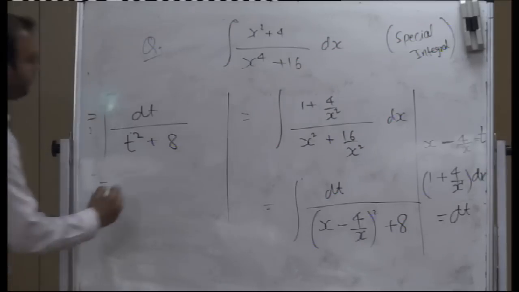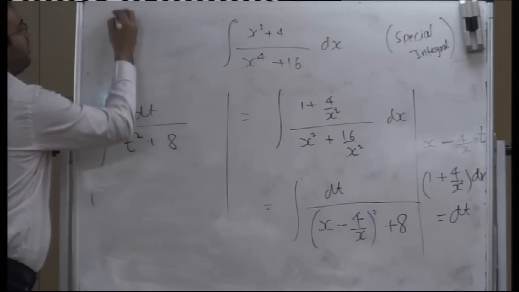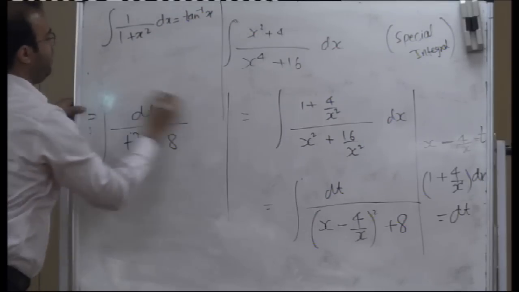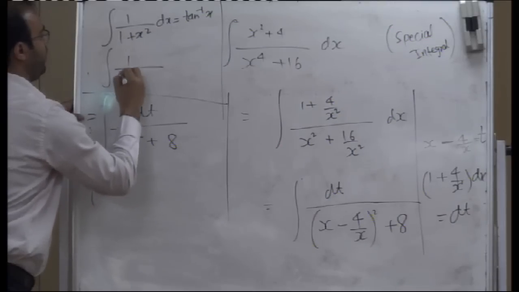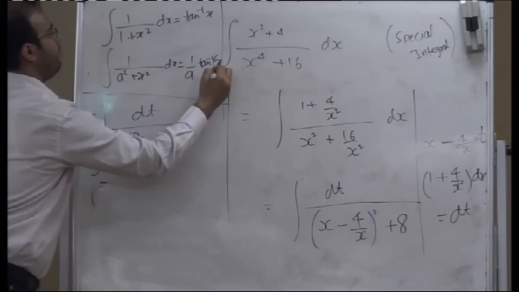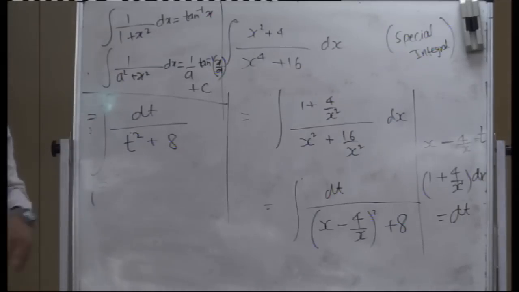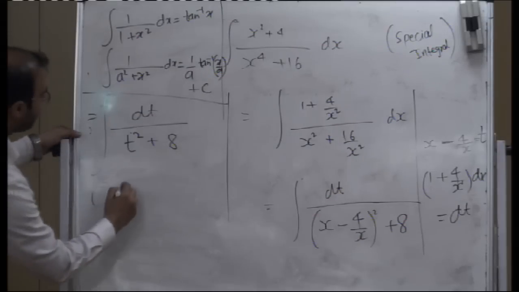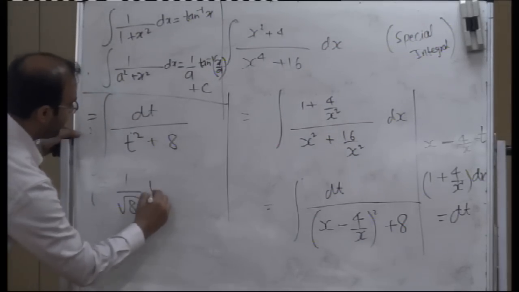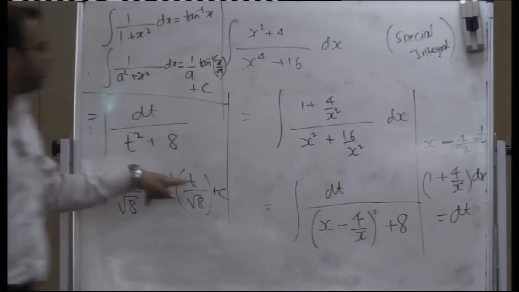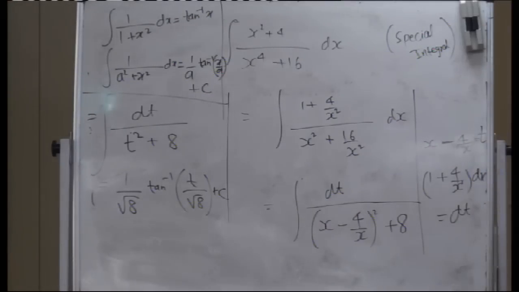And then the integral of this is, again we studied this formula, integral of 1 by (1 plus x square) dx equal to tan inverse of x. And we can write a similar formula, integral of 1 by (a square plus x square) dx equal to 1 by a tan inverse of x by a plus c. We will come across how we derive this formula. So this would become 1 by root over 8 tan inverse of t by root over 8 plus c. And then you can substitute t as x minus 4 by x. I hope it is okay with everyone now.